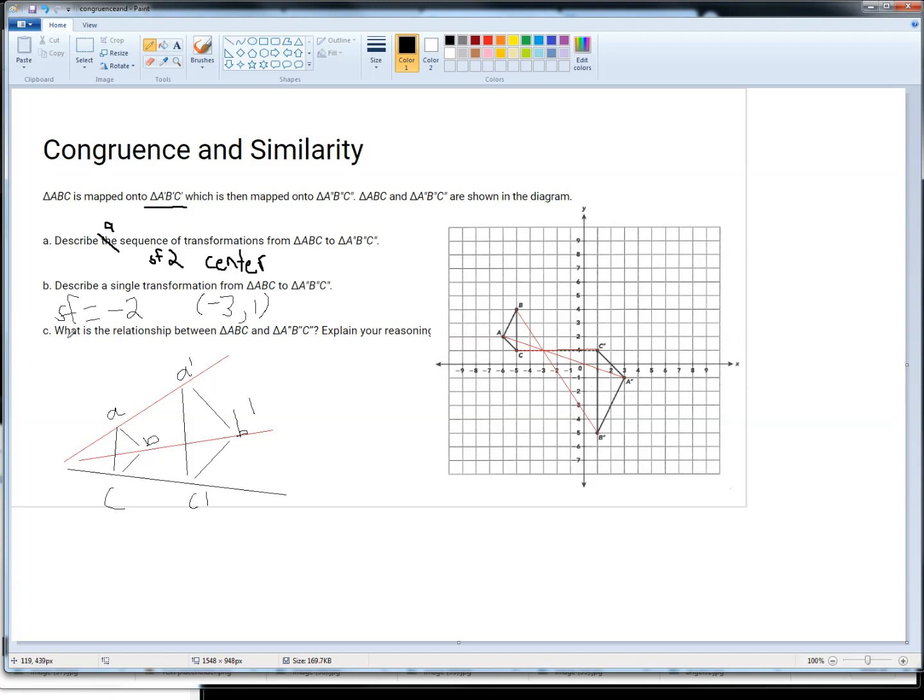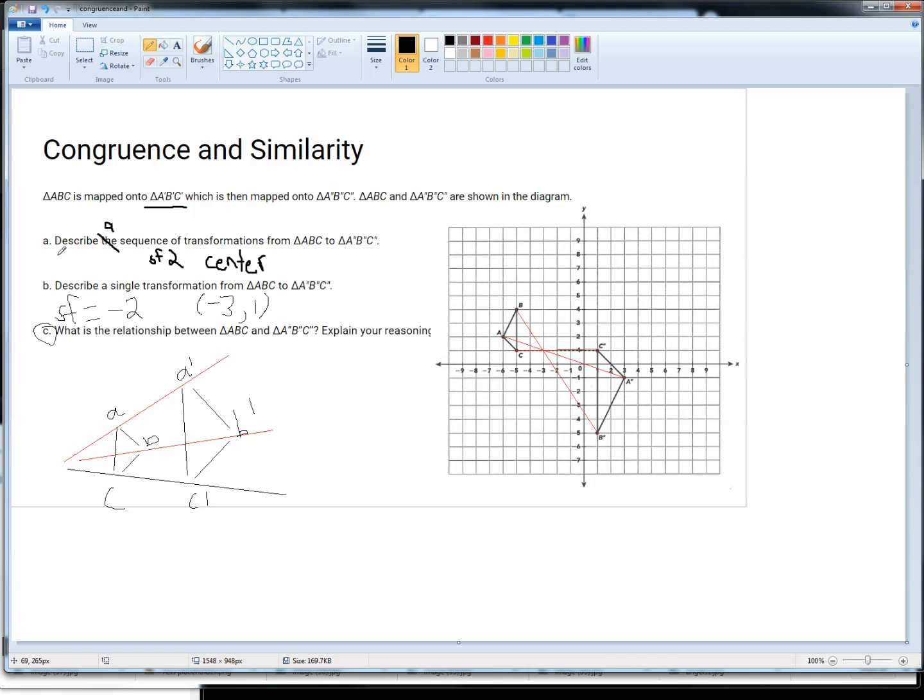The last question, this is what I really want to see your reasoning for this. What is the relationship between triangle ABC and triangle A double prime, B double prime, C double prime? I really want you to be able to identify how translations, rotations, reflections, dilations can create similar or congruent figures. And I want you to use a sentence or two to describe that. I'm going to be looking for your own thoughts here for number C.